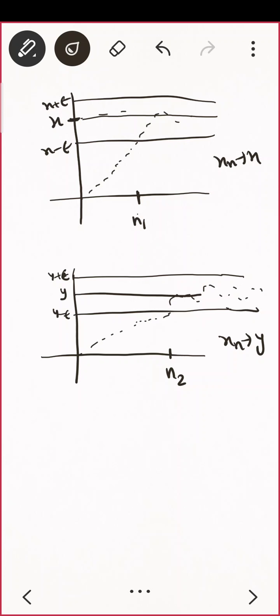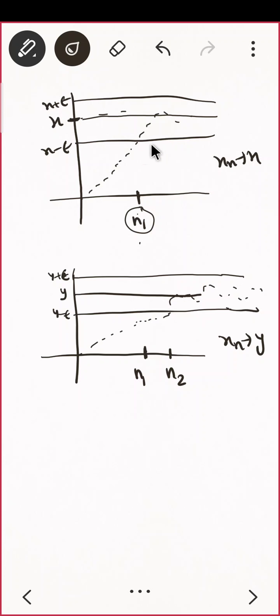So my question is, which n should I choose such that both conditions are satisfied, such that everybody is in that epsilon band? Means after which n should I choose? After this n1, suppose I am taking after this n1, both the conditions should be satisfied. But after this n1 if I choose, look at the definition. Here this n1 is somewhere here.